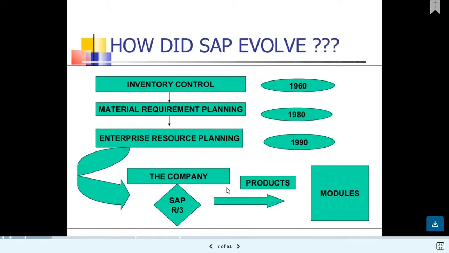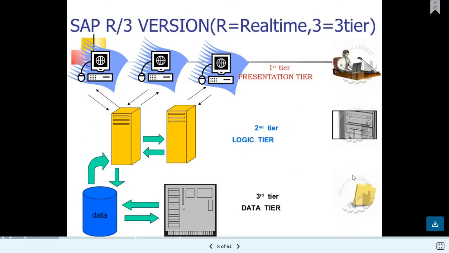So how did SAP evolve? You can see here in the chart, it started from inventory control, then material requirement planning, after that enterprise resource planning. These are the dates when they were invented: 1960, 1980, 1990. After that, the company's SAP R/3 went into products, which finally led to the modules. There are multiple modules.